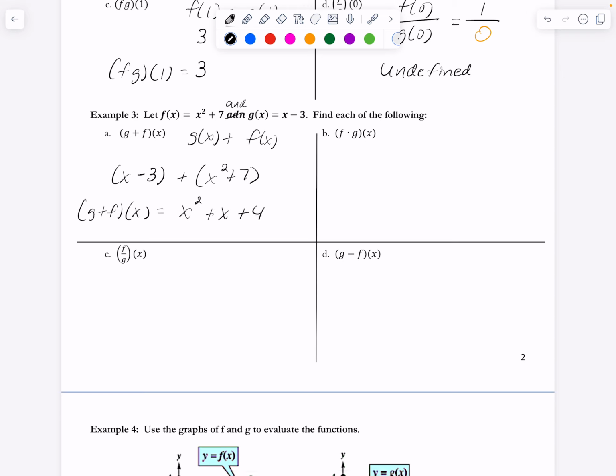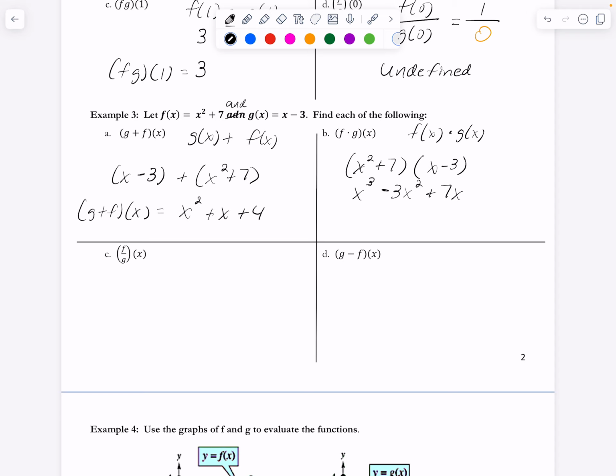Next one is multiplication. f of x times g of x. So I'm going to write down x squared plus 7 times x minus 3. Now this is going to be FOIL here. The first terms are x squared times x, which is x cubed. The outside terms are x squared and negative 3, which is negative 3x squared. The inside terms are 7 and x.